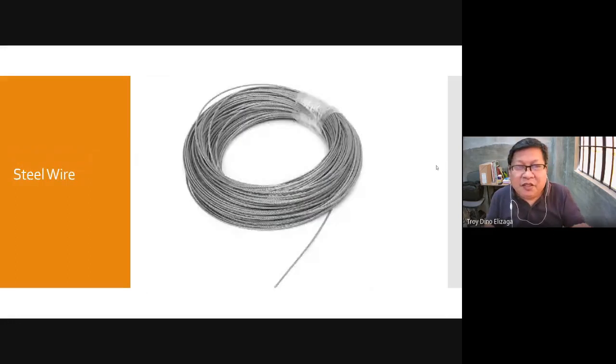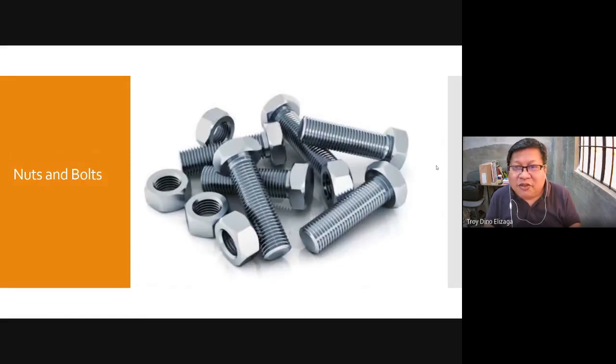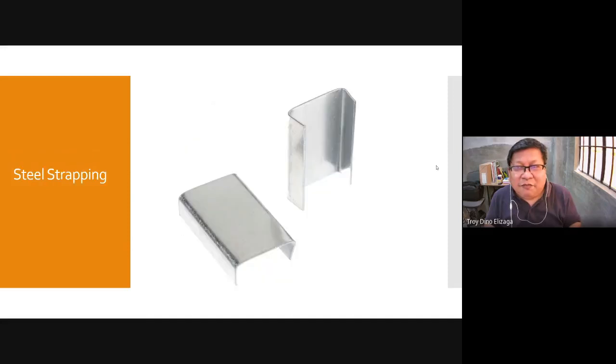Steel wires, nuts and bolts, and all types of hardware made of steel. And then steel strapping, like all the sections that we saw earlier. Okay, so that's it for metals, or ferrous and non-ferrous materials.